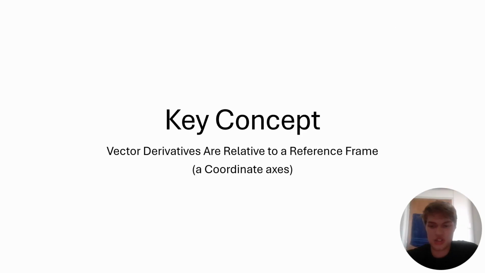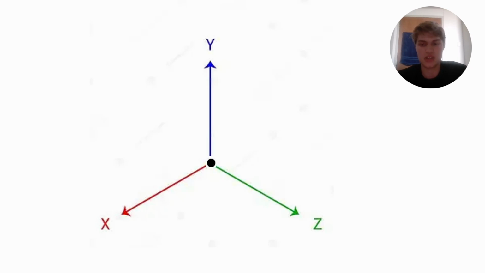Now, this brings us to a key concept, that being that vector derivatives are always relative to a reference frame, by which I just mean a coordinate axis. This is essentially a set of perpendicular coordinate axes used to define what is fixed, or rather what a motion is relative to. So think about your basic XYZ coordinate system and how the origin is used to define location, and by extension, any kind of motion.